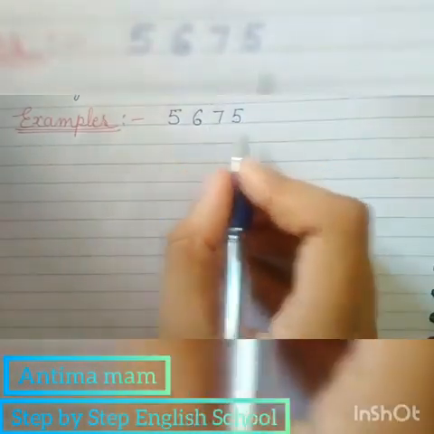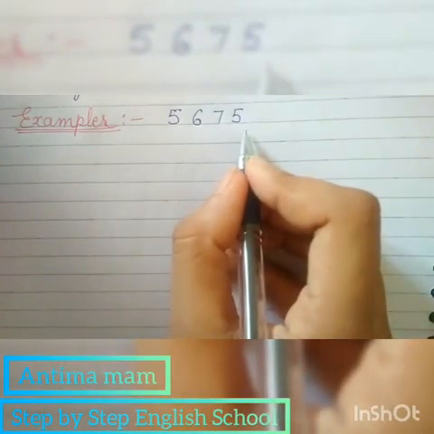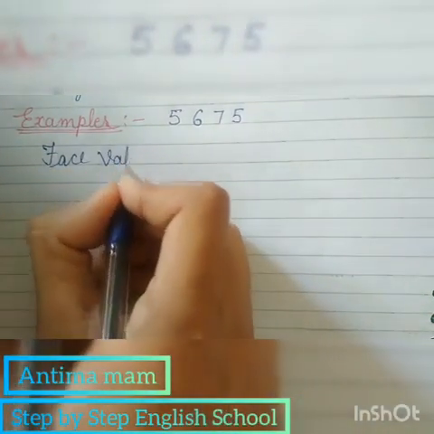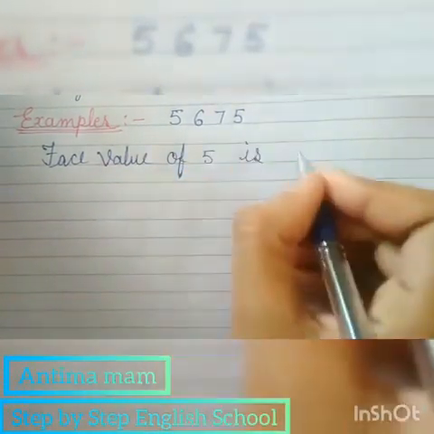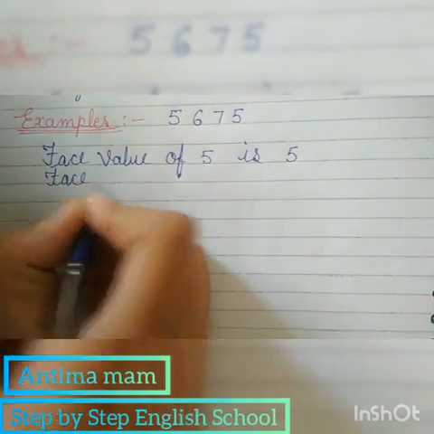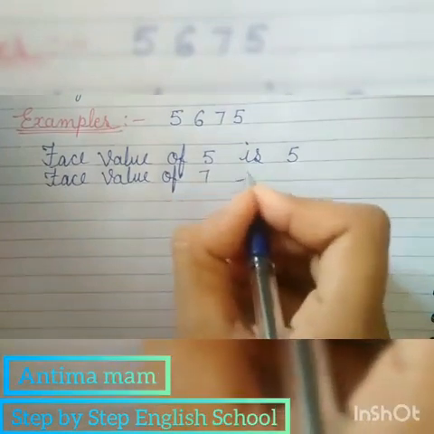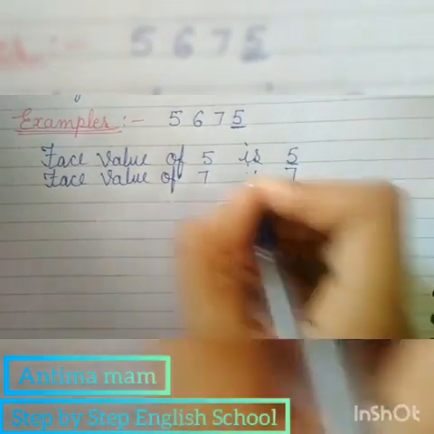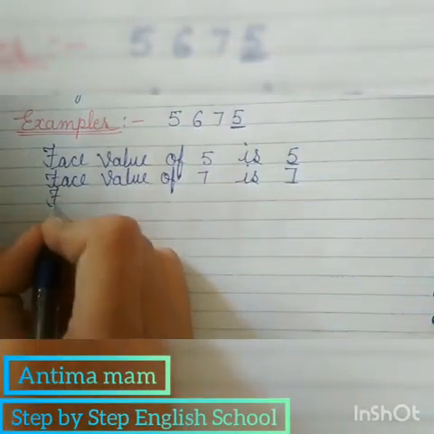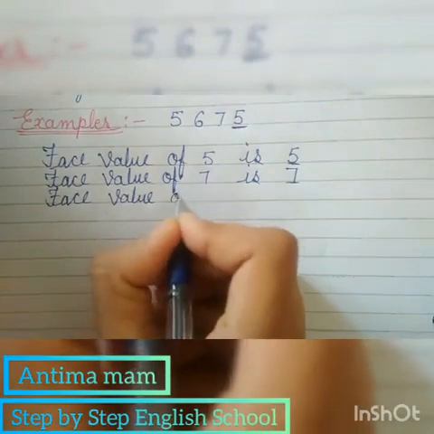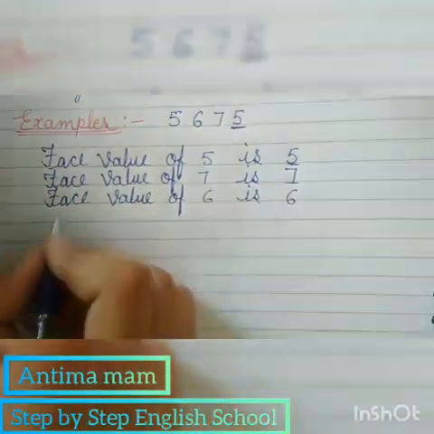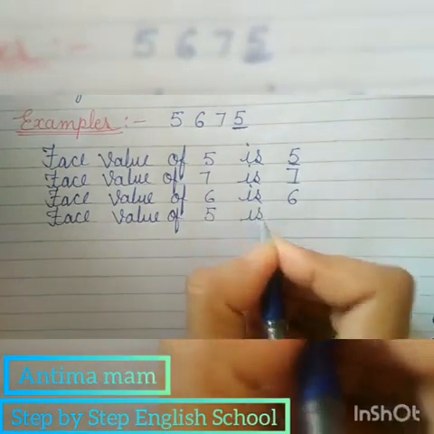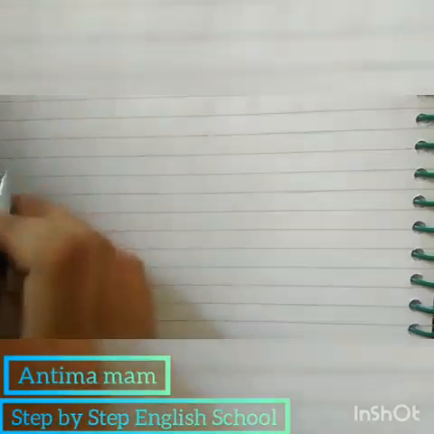5675, and we have to find out the face value of each. Face value of 5 is 5. Face value of 7 is 7. The actual value of 5 is 5, so its face value will also be 5. The actual value of 7 is 7, and its face value will also be 7. Face value of 6 is 6. Face value of 5 is 5. We can solve it by another example.